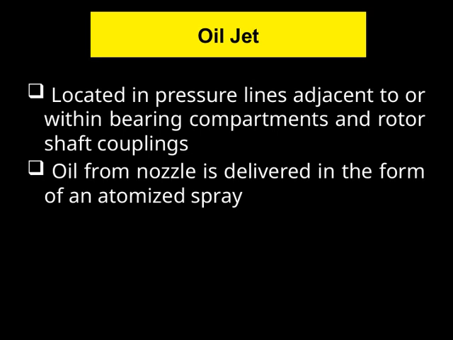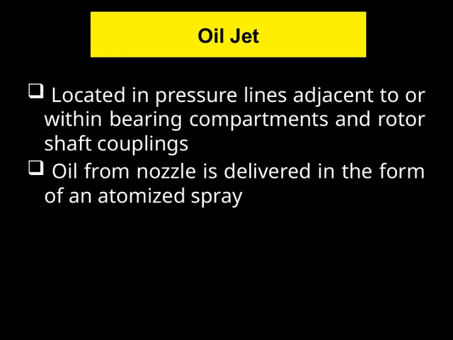Let's take a closer look at where the oil jets are typically located. You'll find them in pressure lines that are adjacent to or within bearing compartments and rotor shaft couplings. These areas are critical because they require precise lubrication to ensure smooth operation.